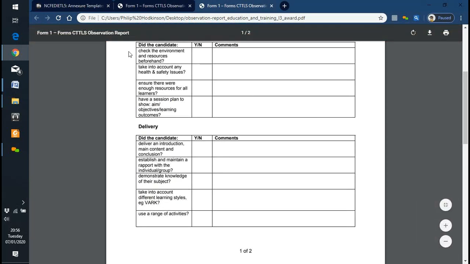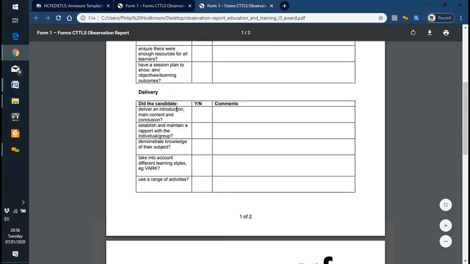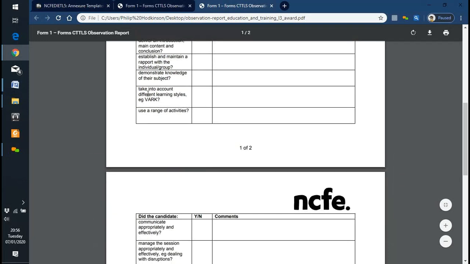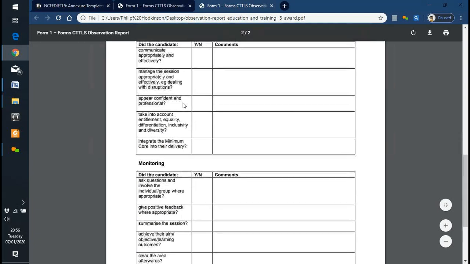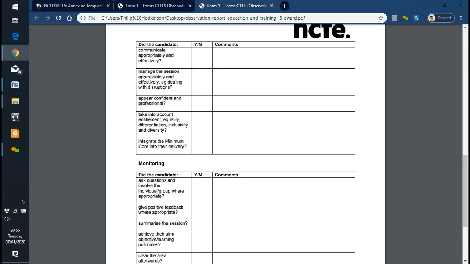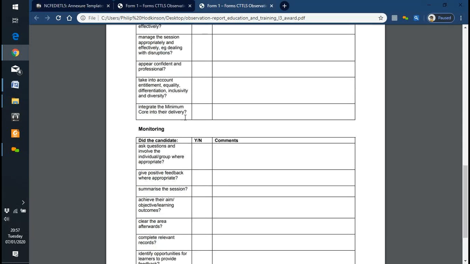Okay. Check the environment and resources beforehand, take into account health and safety issues, ensure there are enough resources for all learners, have the session plan to show aim and objectives of that learning outcome, deliver an introduction, main content and conclusion, establish and maintain a rapport with the individual group, demonstrate knowledge of the subject, take into account learning styles, VARK, use a range of activities, communicate appropriately and effectively, manage the session appropriately, dealing with disruptions, appear confident and professional, take into account entitlement, equality, differentiation, inclusivity and diversity, and integrate minimum core into the delivery.